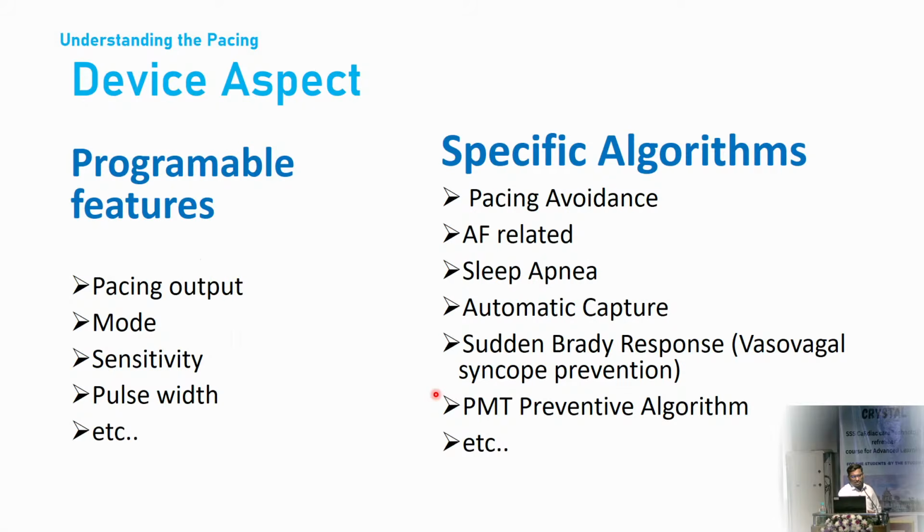And these are device aspects, programmable features like pacing output, which is important, mode, sensitivity, and pulse width. We need to take key parameters and specific algorithms: pacing avoidance, AF related, sleep apnea, auto capture, sudden bradycardia response, and also PMT preventive algorithms. These are all key features in the pacemaker which we need to take care of.